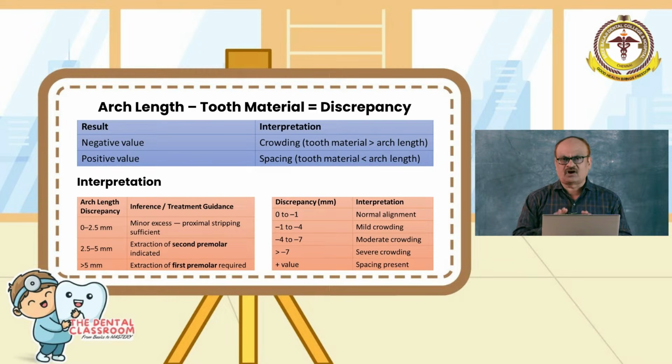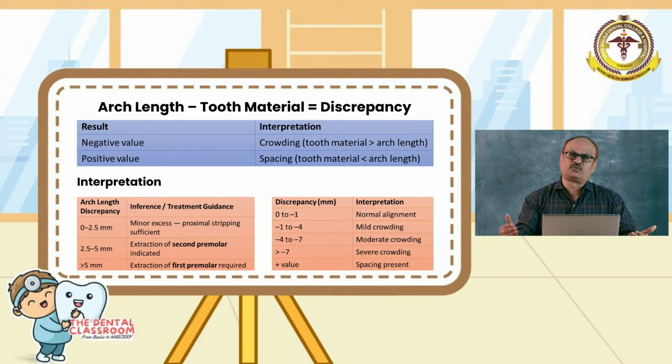If the patient's teeth are not much proclined and the discrepancy is 2.5 to 5 millimeters, you can go for extraction of premolars. And if more than 5 millimeters of space is required or discrepancy is there, and if the teeth proclination is more, you have to consider extraction of the first premolar, which is done commonly in orthodontics. This is the old method. Now Proffit has changed it a little bit. So it is a plus value, spacing required depending upon the overjet and overbite. You decide how to close this space.